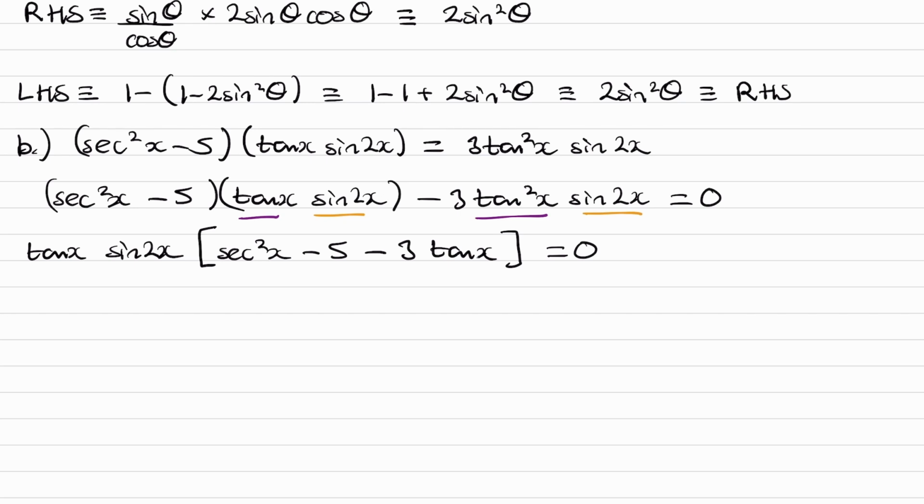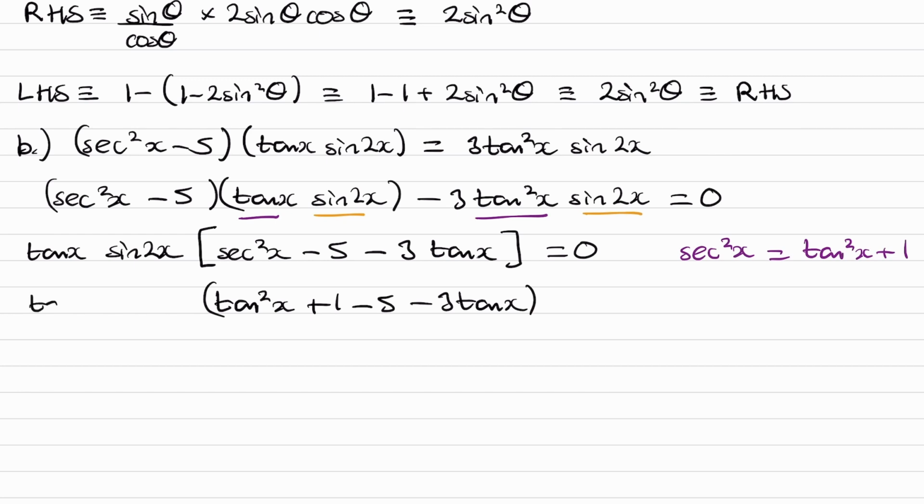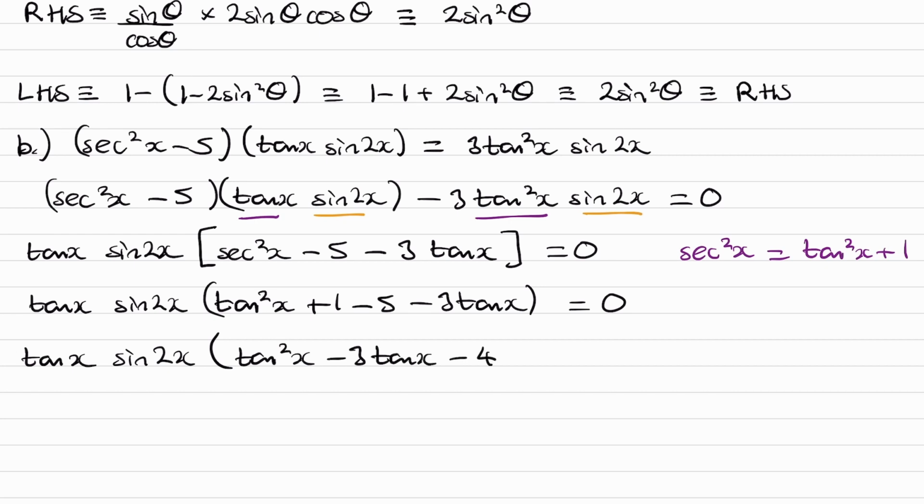Okay, so we can now use this identity: sec squared x is equal to tan squared x plus 1. And that means we can change the interior of this bracket here into tan squared x plus 1 minus 5 minus 3 tan x. Keep these two as they are for now. Simplify what we have in the bracket. So this becomes tan squared x minus 3 tan x minus 4 equals 0.